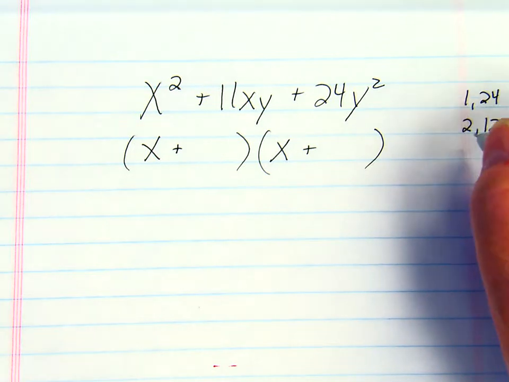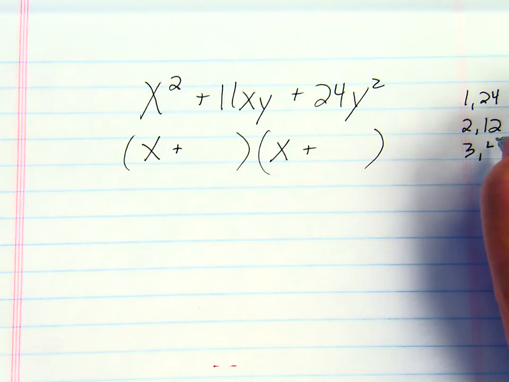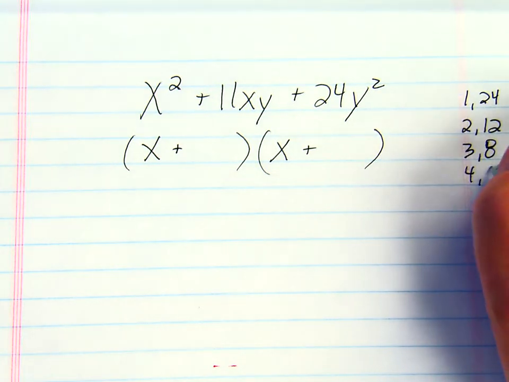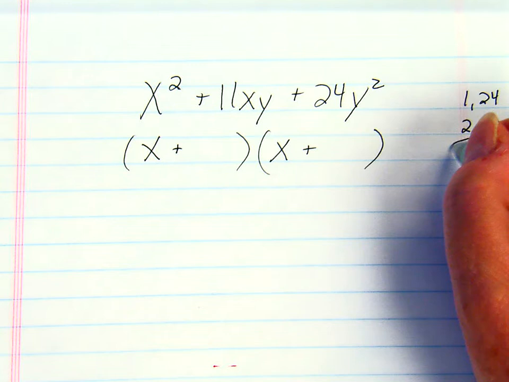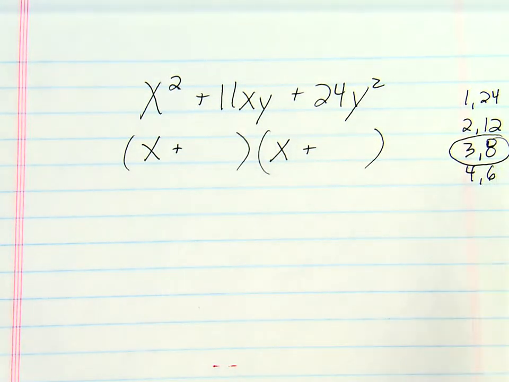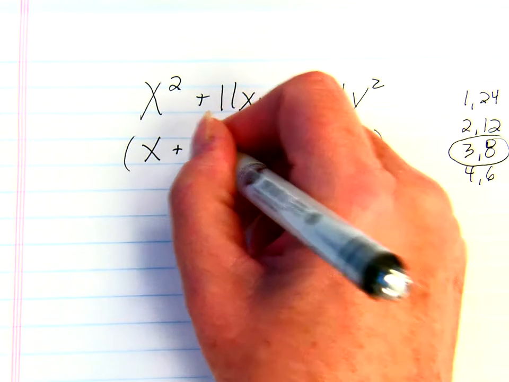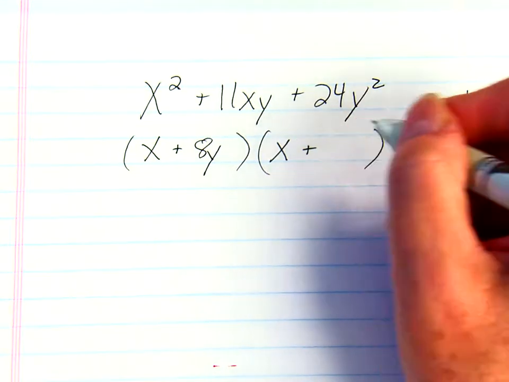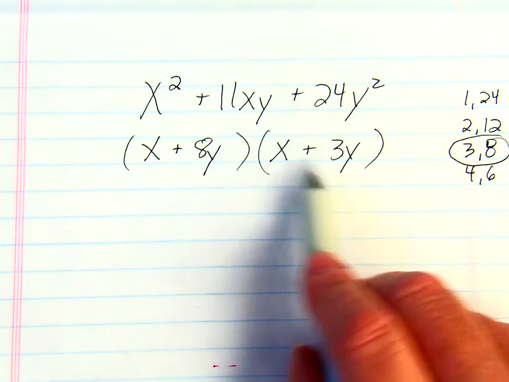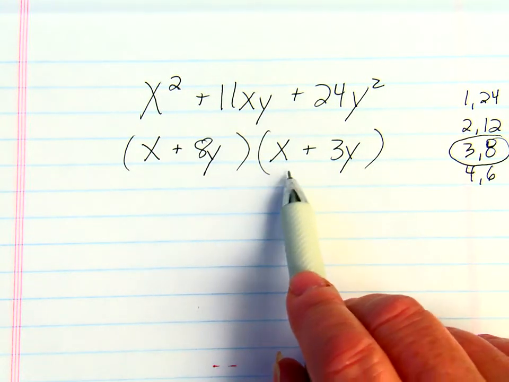So what else do I have? Well, I've got 3 and 4. Nope, that's not going to do it. 3 and 8 will do it. 4 and 6. Okay, let's go back to the 3 and the 8 because 3 plus 8 is 11. So that's the one I'm looking for. Now what I have to do, quite simply, I'm going to say x plus 8y and x plus 3y. I'm just going to add these y's on, okay? So x plus 8y and x plus 3y.